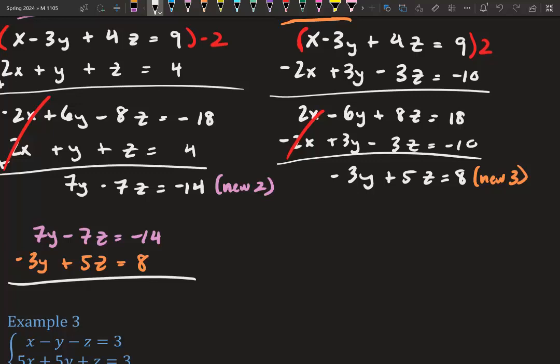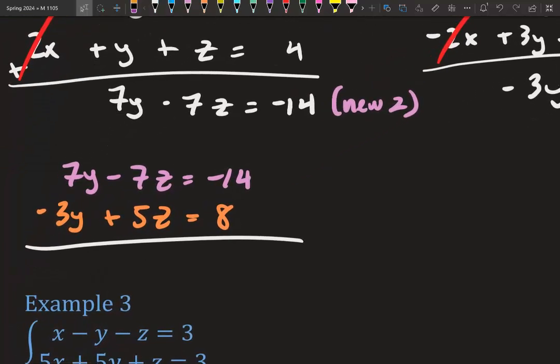It does not matter what you get rid of. It could be y, it could be z. It truly doesn't matter. I got rid of y. Why? I don't know. I just wanted to. You can get rid of z. It's totally up to you.